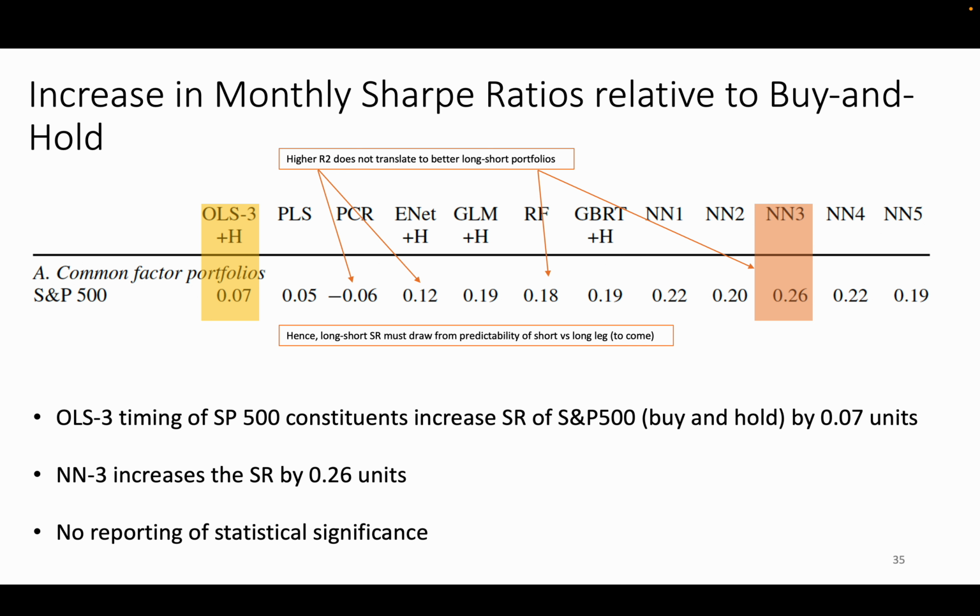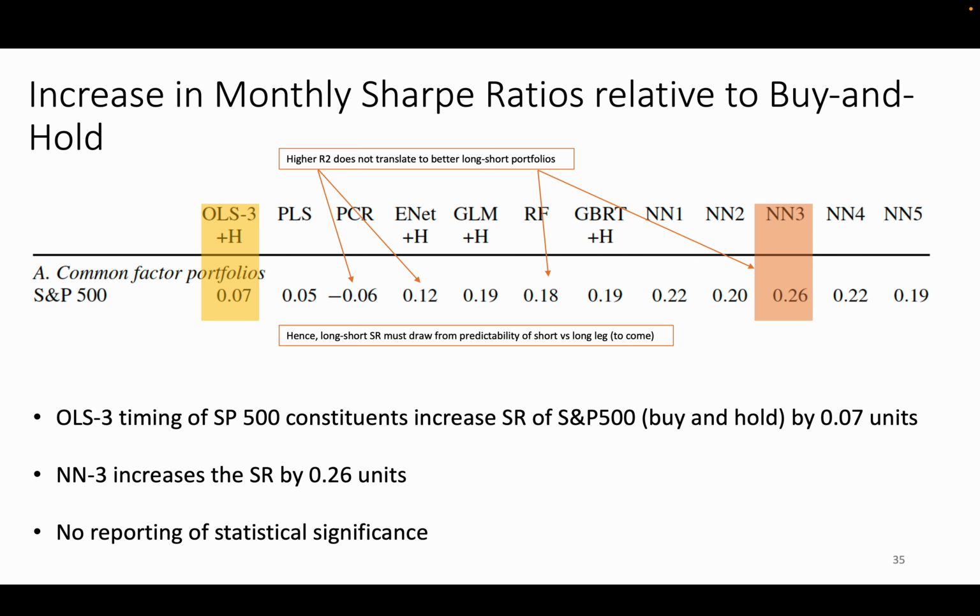But the punchline, something to take away for you guys, is that higher R square does not translate to better long-short portfolios. That's interesting, because my thought was the same some time ago. If I have a higher R square, I predict better, so therefore I should have a better long-short portfolio. But this is not true, as we see in this example. That's interesting, something I think to better understand.